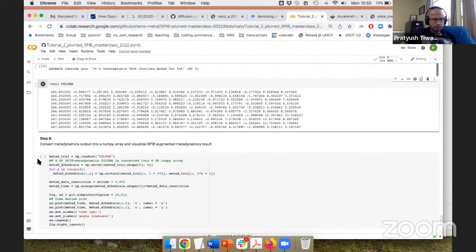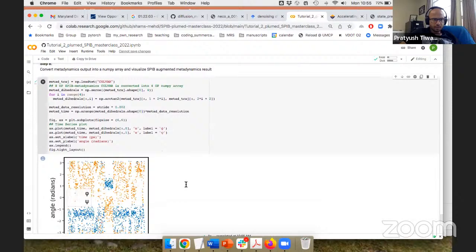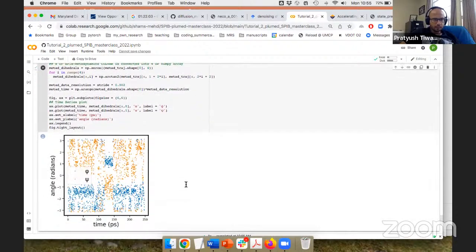Looks good. Let's convert it into a NumPy array and visualize it. As you can see, in the same time, we have a bit more sampling now. It's not a lot more sampling compared to what you had earlier because it's metadynamics, right? We have not yet added that much bias. If you were to run it longer, it would have become more and more diffusive compared to what you had in the unbiased MD.